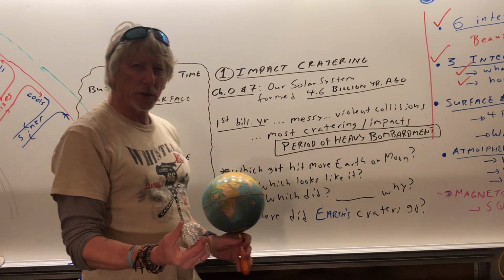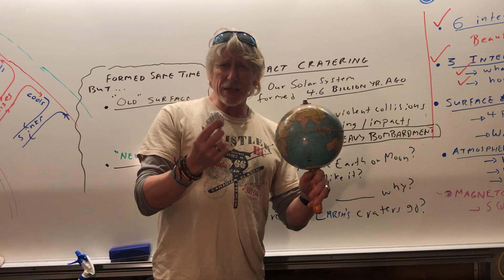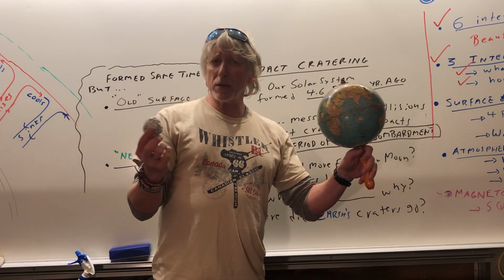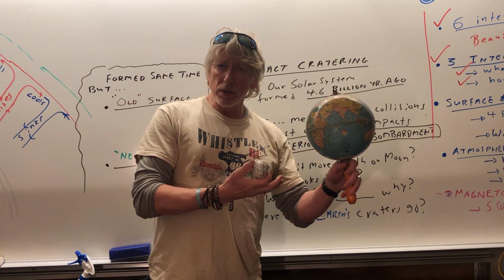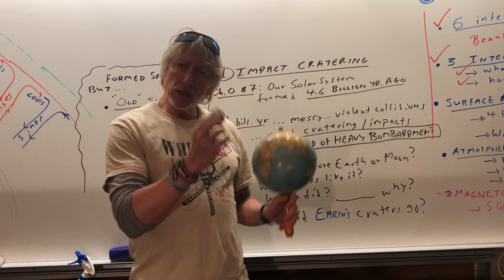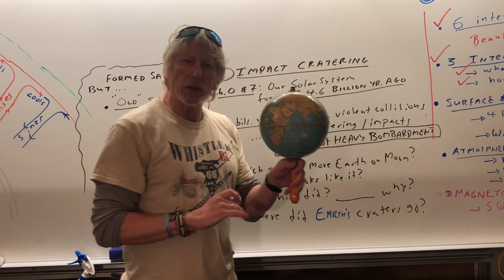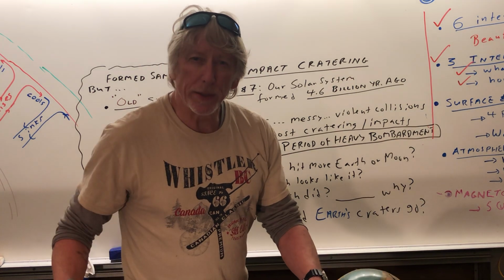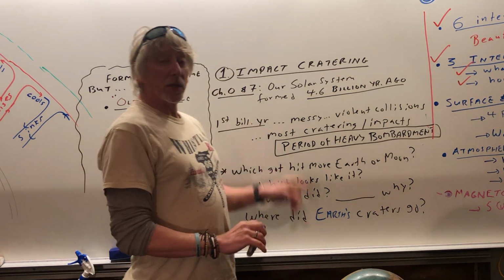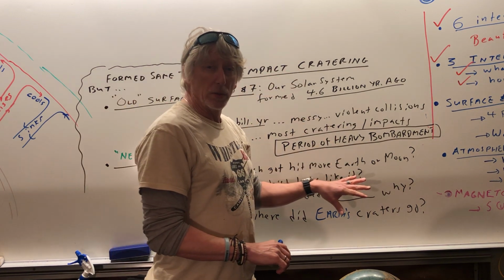But wait a minute. If a whole bunch of stuff is flying around, what's going to get hit more? Just randomly flying around. The bigger target. The bigger target. And yet, you see the craters of Moon. You don't see that many craters of Earth. Why? Because the other processes covered up our craters.